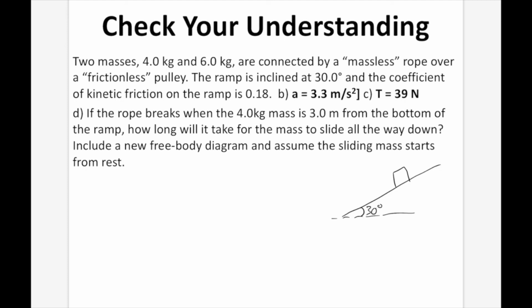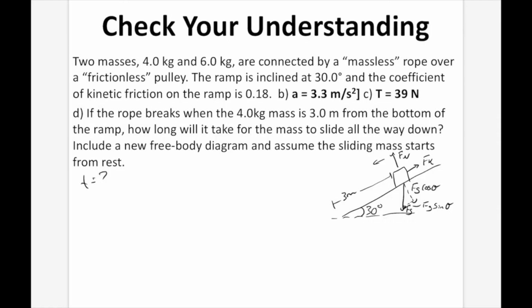Now, since our motion is going to be to the left, we're now going to have friction acting up this way, and everything else is going to be the same. That's our Fg. That's going to be our Fg cos theta, and that's going to be our Fg sine theta. This is still going to be our Fn. The 3 meters is this right here. So what I'd like you to do is pause the video and find out how long it's going to take for the mass to slide those 3 meters.